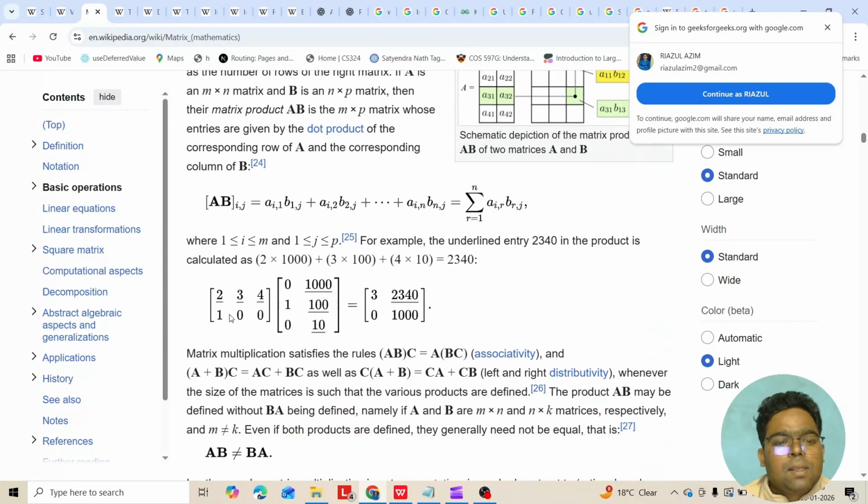It's like this: 2 3 4 and 1 0 0, that is 2 cross 3, and b is 3 cross 2, that is 0 1 0 and this one. So it has to be 2 cross 0 plus 3 cross 1 plus 4 cross 0, that equals 3, and then 2 cross 1000 plus 3 cross 100 plus 4 cross 10, that equals 2340, and similarly it is done in this way. So it is nothing else but matrix multiplication itself.